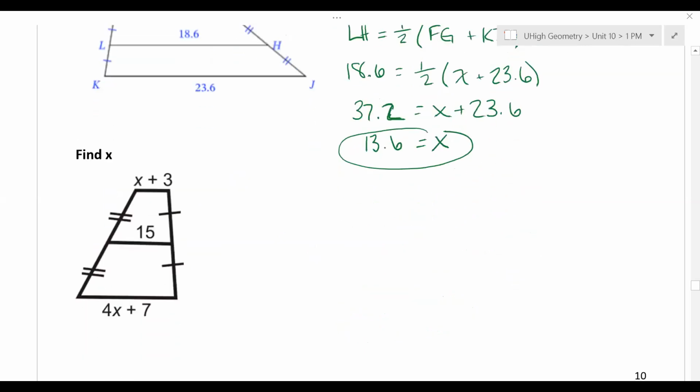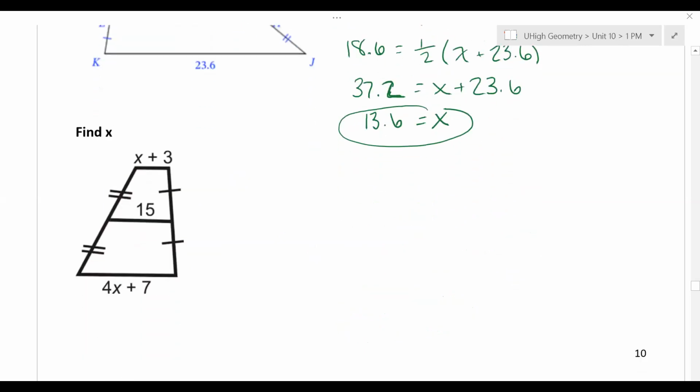And the very last one, I'm looking to find X, but in this case, X isn't just one of the sides, it's actually a part of multiple sides. So my first base is X plus 3, my second base is 4X plus 7, and my mid-segment is 15. So if I went to set this up, I would have my mid-segment of 15 is equal to 1/2 the sum of my bases, so X plus 3 plus 4X plus 7.